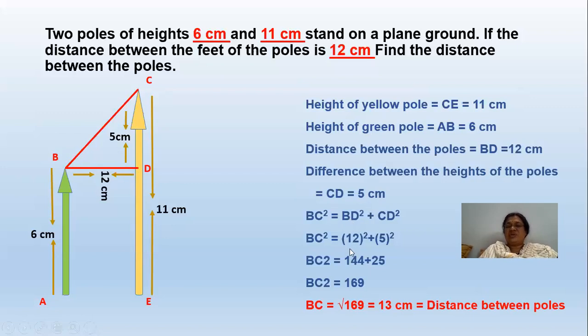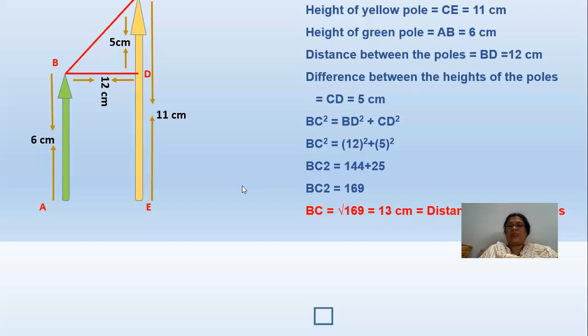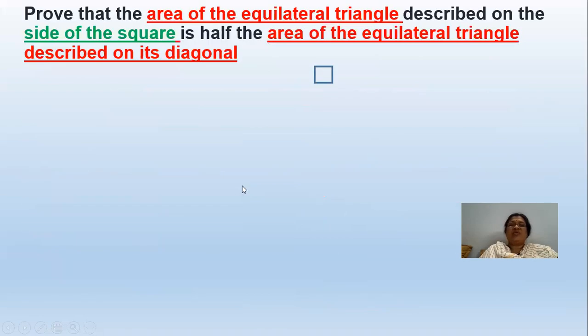When you substitute, you know BD is 12 and CD is 5. 12 square is nothing but 144. 5 square is nothing but 25. When you add, you will get 169. When you take the square to the other side, it will become root. The root of 169 is nothing but 13 centimeters. So very easily you can find out the distance between the tops of the poles. Very easy problem. One more problem we'll see.